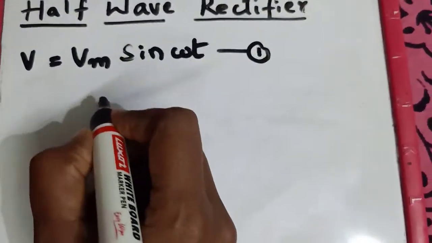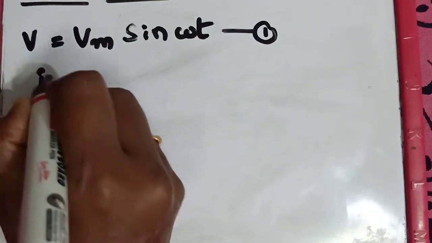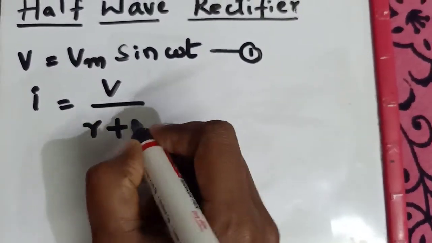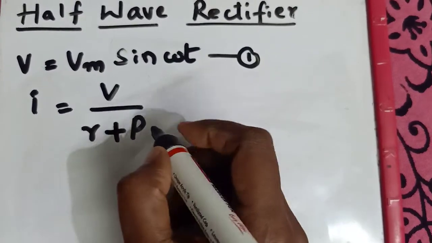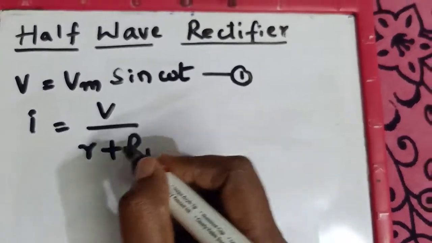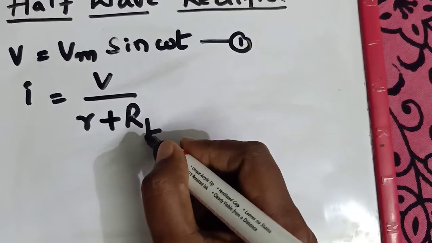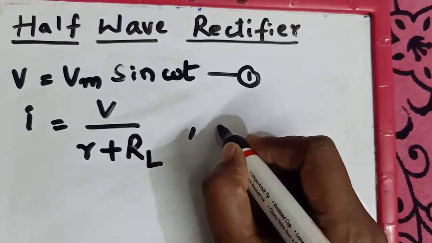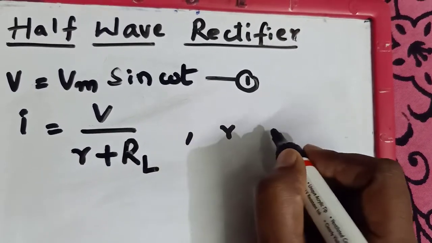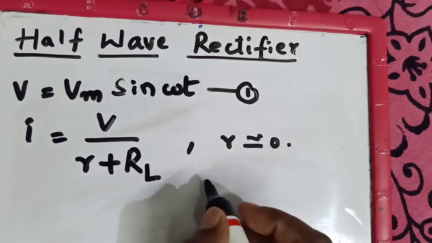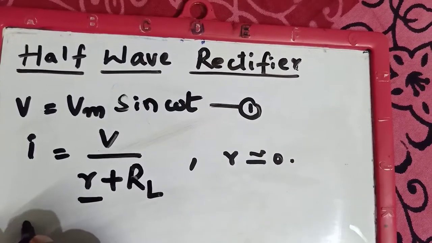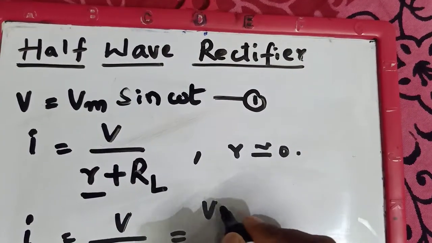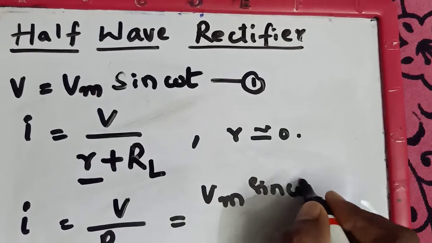If you want to calculate the current I, we know current equals voltage by resistance, and we have two resistances here: R = r + RL. Here r is the forward bias resistance and RL is the load resistance. Compared to RL, small r is very small, almost 0, so it is neglected and I = V by RL. In place of V we can substitute equation 1, so I = Vm sin ωt by RL.